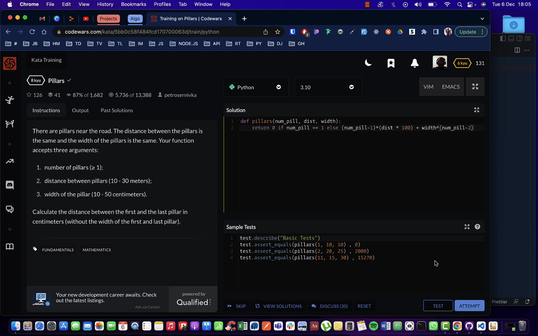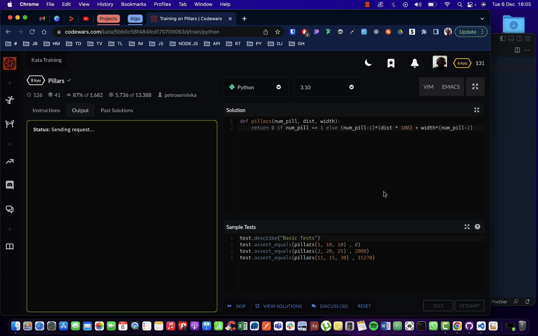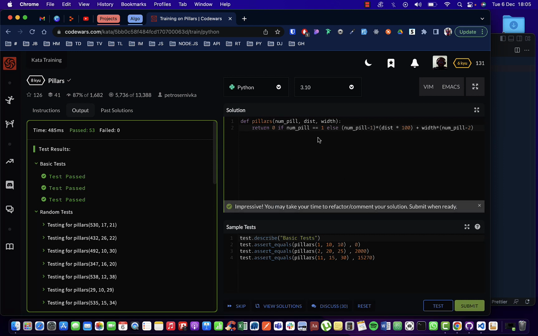Let's see. Test. Okay, it passed. Attempt, and good, it passed. So we're going to also see how we can use the max function to refactor this and make it easier. So let's see how that works.